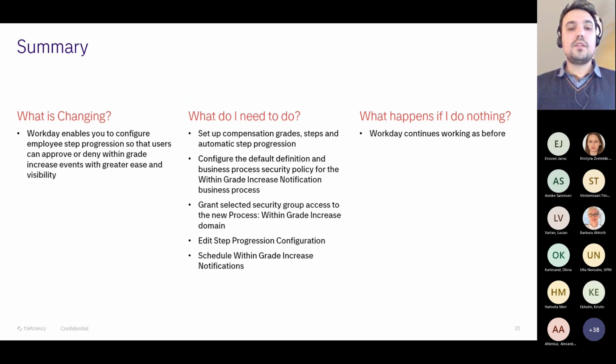Then you need to go to edit step progression configuration. So that's a task where you can set what's the increase, what's the performance rating where you can make your increase, and also the non-qualifying events where you want your progression start date not to be impacted by this change. And then you have a schedule within grade increase task that you can use. If you do nothing, Workday will continue working as before, so no mandatory change, it's totally an opt-in feature.